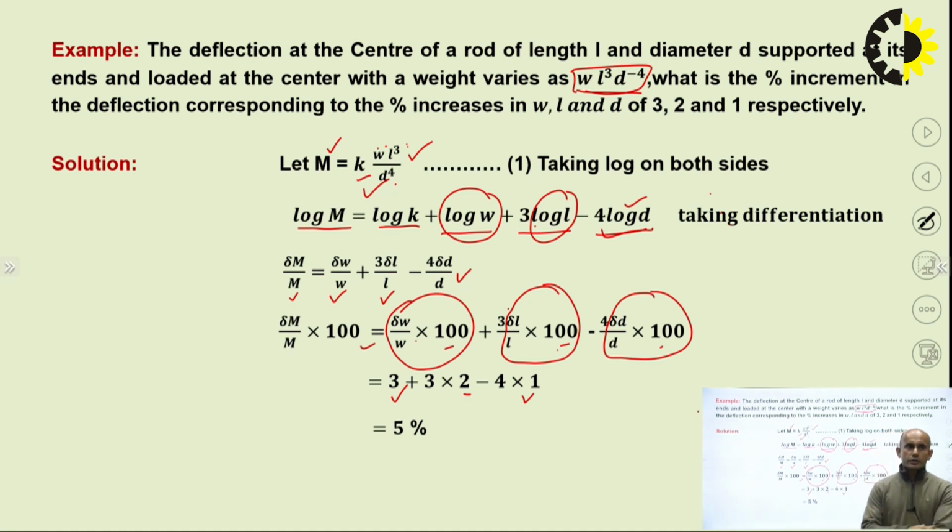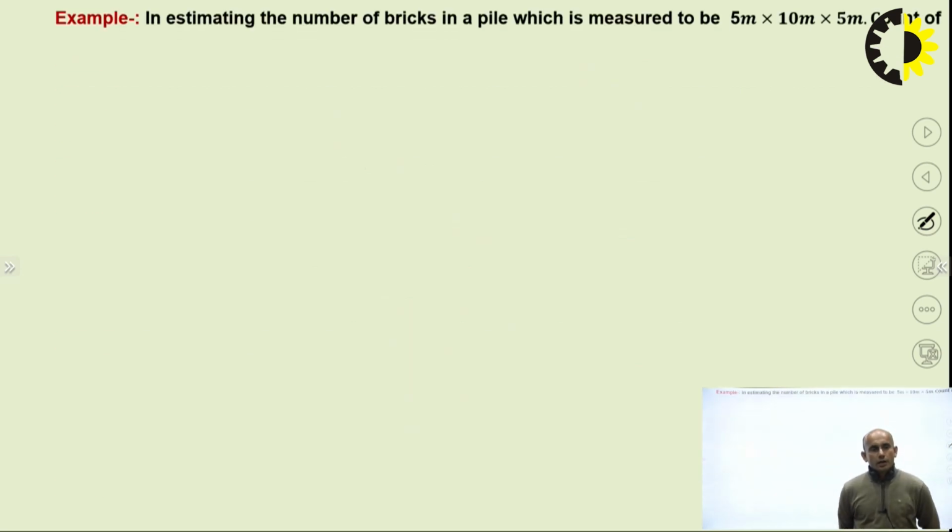So according to the question, we have to find the percentage increment or percentage error in deflection, corresponding to percentage increment in W, L and D, and these are given to us, and these are 3%, 2% and 1% respectively.